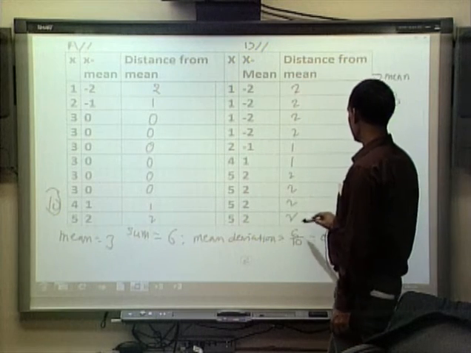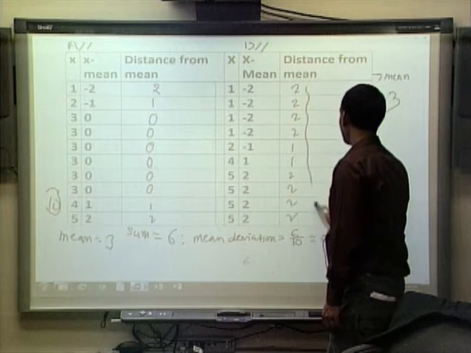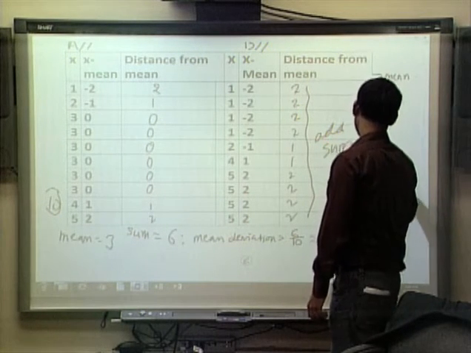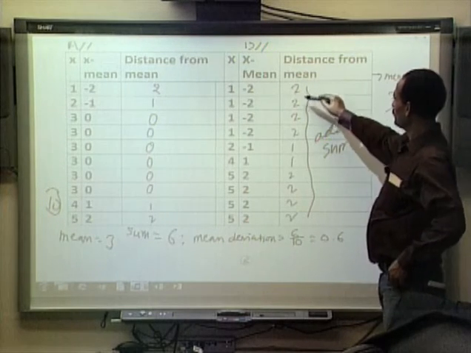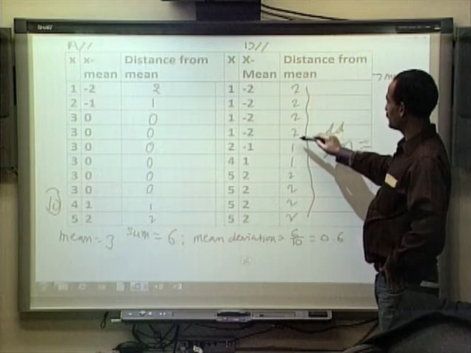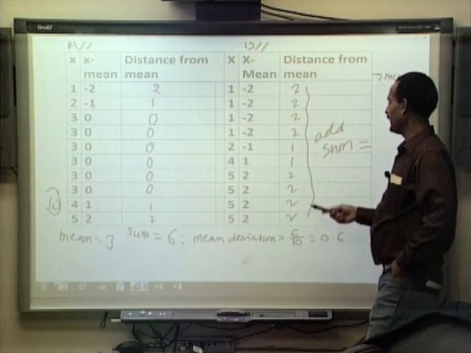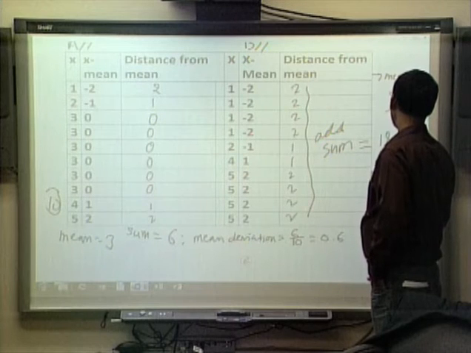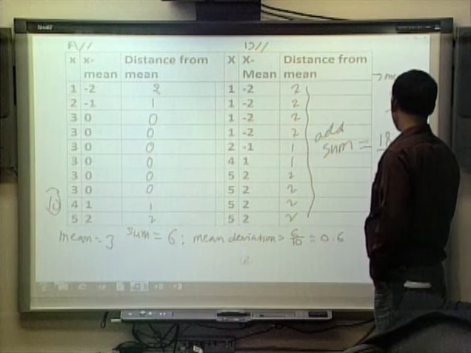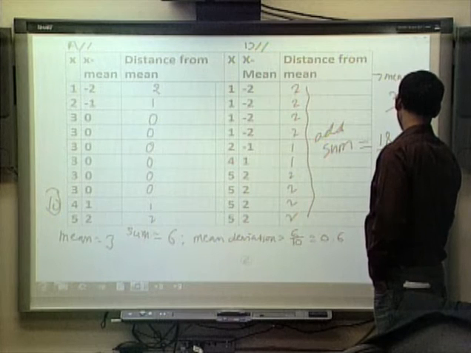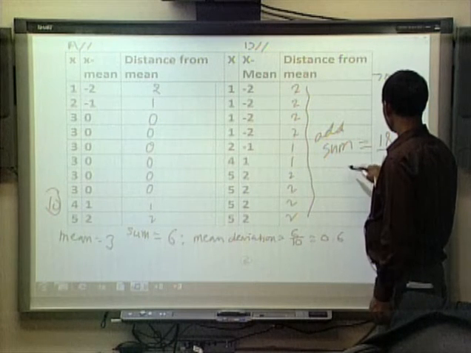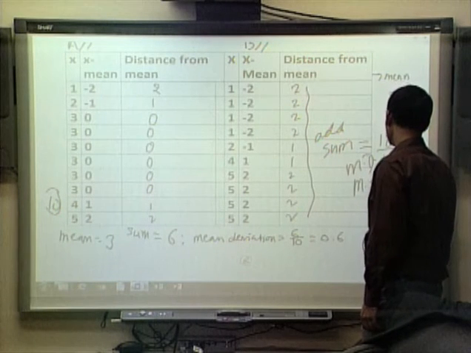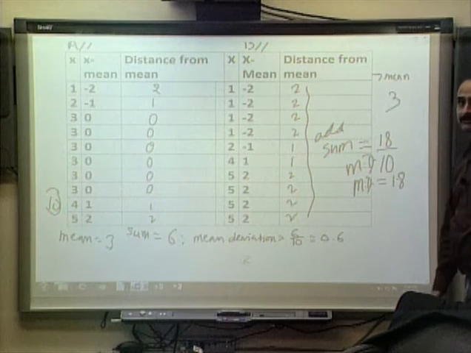And we add all of this to get the sum. 2 plus 2 is 4, plus 2 is 6, plus 2 is 8, plus 1 is 9, plus 1 is 10, 12, 14, 16, 18, and divided by 10, as there are 10 of them. So we will get 1.8. This is the mean deviation. Let me write MD for it. So the mean deviation is 1.8.